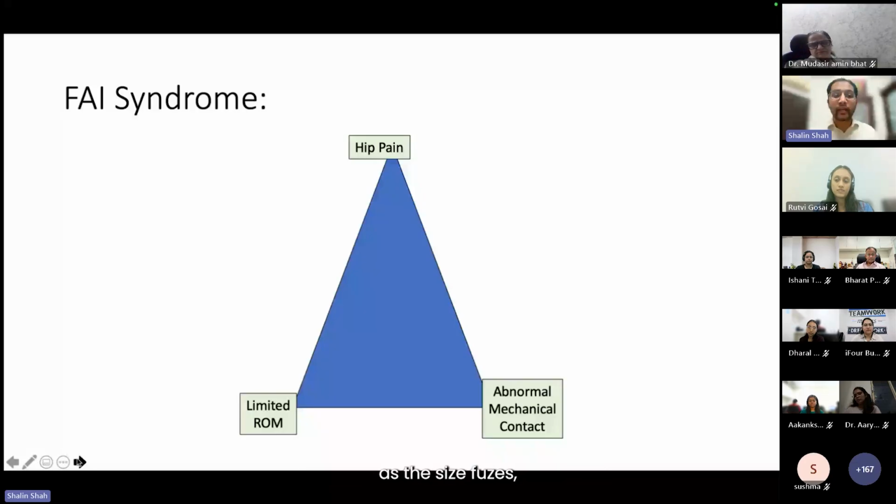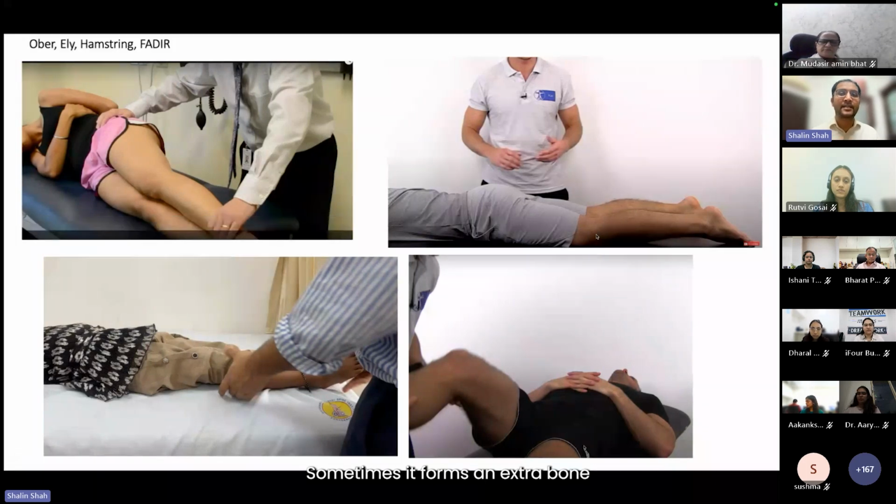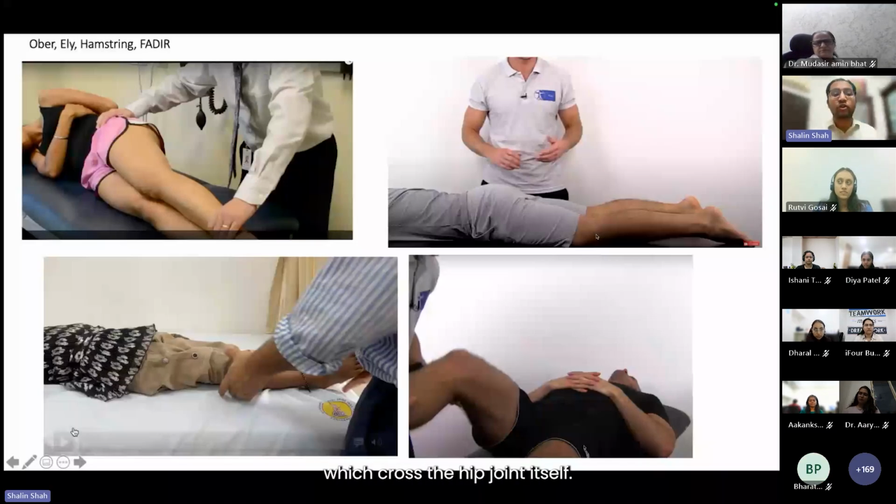As the physis fuses, the way it fuses and the way its closure happens, sometimes it forms an extra bone around the femoral head. Sometimes it's associated with muscle tightness as well, which is why any kid with hip pain should get an evaluation of all their muscles around the hip and knee, and all the muscles which cross the hip joint itself.